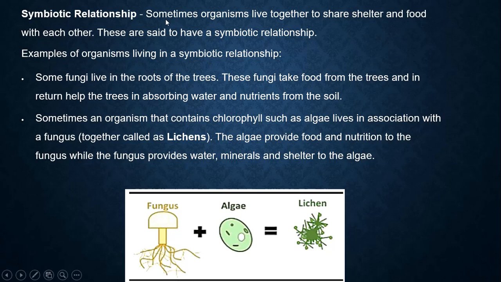Symbiotic relationships. Sometimes organisms live together to share shelter and food with each other. This type of relationship is known as a symbiotic relationship. For example, some fungi live in the root of the tree. Thus, the fungi take food from the tree and in return they help the tree in absorbing water and nutrients from the soil.